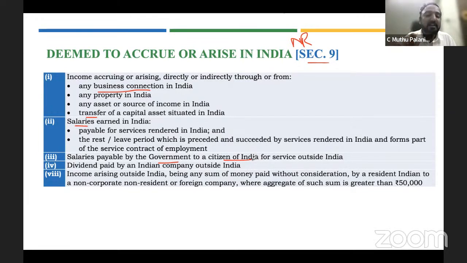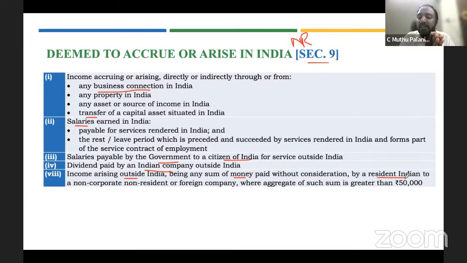Once there is a connection, such income will become deemed to accrue or arise in India, and it will be taxable for a non-resident also. Dividend paid by an Indian company. Again, where is India? Indian company. Automatically it is covered. Income arising outside India by any sum of money, so it's a cash gift paid by a resident Indian to a non-corporate non-resident.